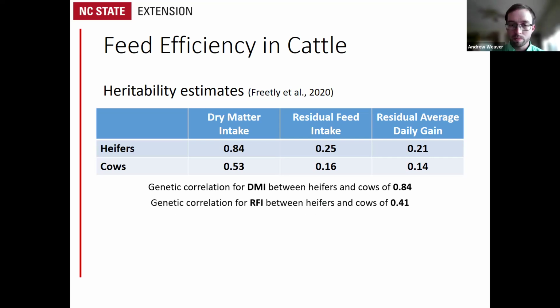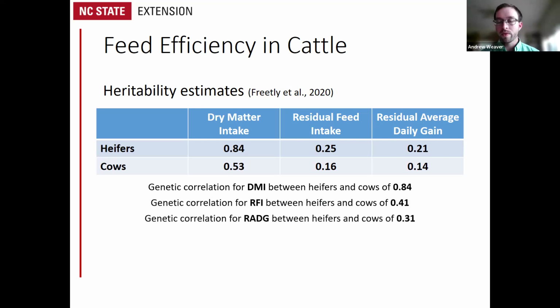The genetic correlation for RFI between heifers and cows is still favorable, 0.41. So those heifers that tend to have lower RFI values as heifers, when they're cows, may also have lower RFI values. And the genetic correlation for residual average daily gain between heifers and cows is 0.31. So long story short, they're favorable, and it means that we can select for animals that are more feed efficient as growing animals, that heifer stage, and we can end up with cows that are also more efficient.